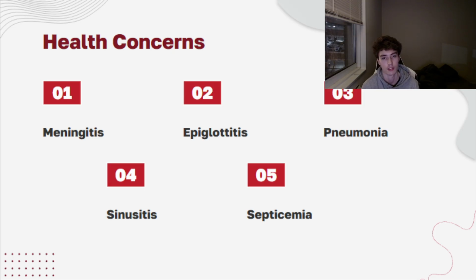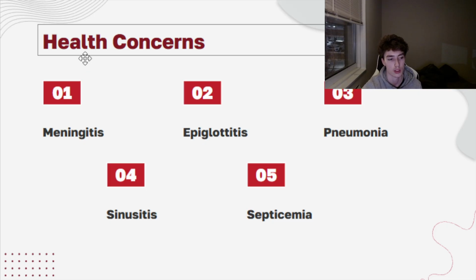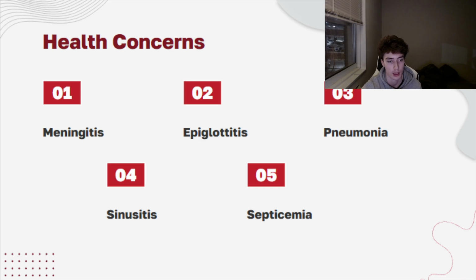Haemophilus influenzae thrives or likes to live in your nasopharynx, so that's part of your respiratory tract. And if aspirated, this will travel down to your lungs, causing pneumonia. It also causes sinusitis, which is the inflammation of your sinuses. And then it is also a key cause of septicemia, so sepsis, blood poisoning. This is when bacteria has entered into your blood. So these are all health concerns we need to consider when we are dealing with Haemophilus influenzae.